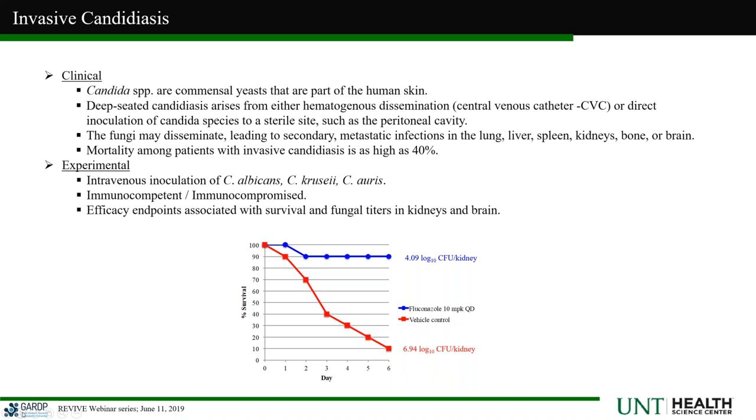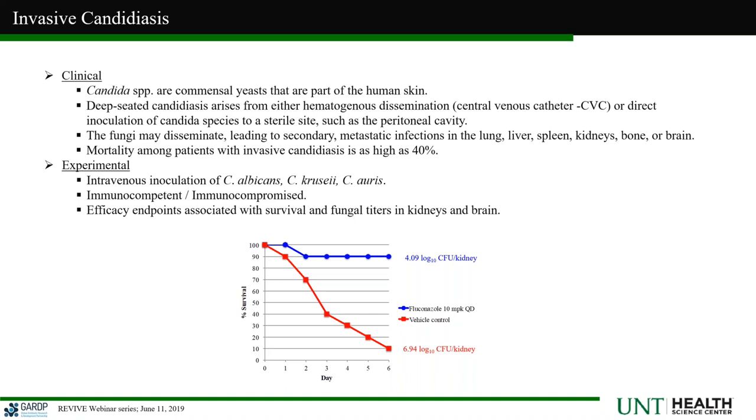This is a C. albicans infection model. You have an untreated control where you see 90% mortality by day 6. You have kidney titers close to 7 logs. Treatment with fluconazole, in this case, was for 5 days, once a day, orally at 10 mg per kg. You see that you reduce the titers by close to 3 logs, and then what goes along with it, now you have 90% survival. So you have one animal model for invasive candidiasis where you can use two different endpoints to show efficacy, and they will correlate.